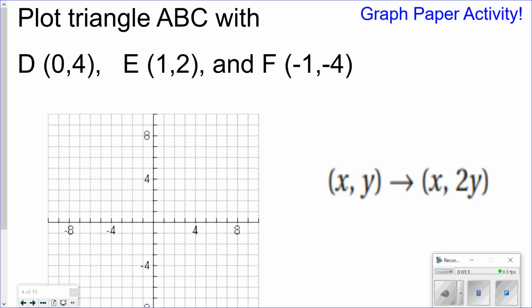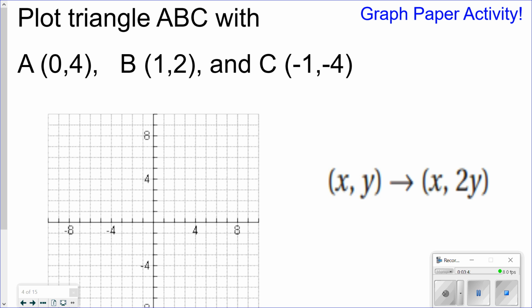Let's try this again. So we're going to plot our triangle ABC, and I accidentally had the wrong letters. So now plot triangle ABC with A is (0, 4), B is (1, 2), and C is (-1, -4). So I'm going to plot this again. A is (0, 4): start at (0, 0), I'm not going to move left or right, but I'm going to go up 4. B is going to be (1, 2). And C is (-1, -4). So this is A, this is B, and this is C.